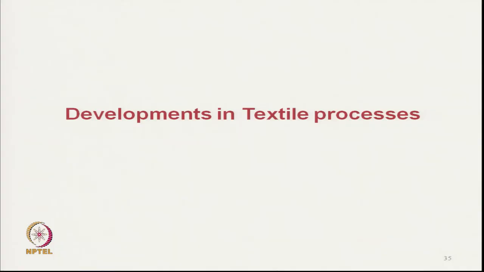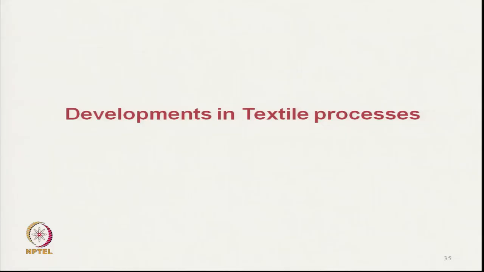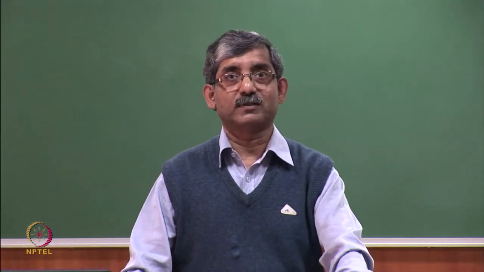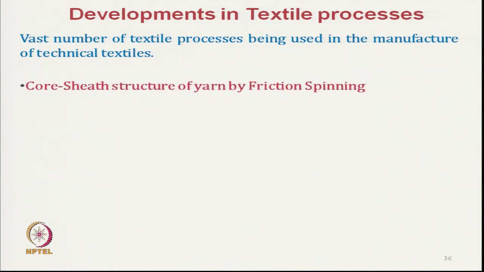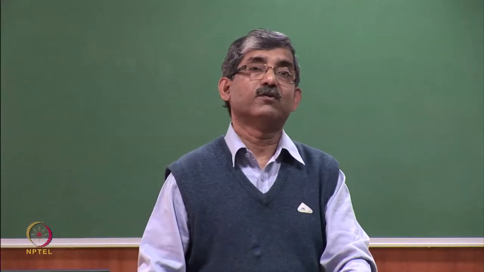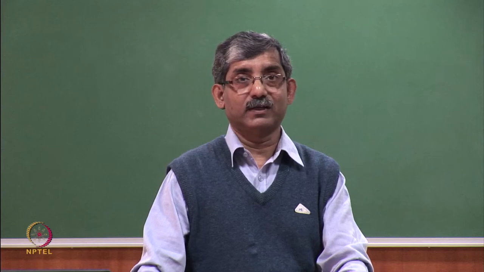Now, we will discuss the textile processes. After fiber, we now have to modify the textile processes for technical textiles. We have to reorient the conventional textile processes towards technical textile manufacturing processes. Different processes are being applied. For yarn manufacturing, the core sheath structure of yarn, made by friction spinning, is widely used for technical applications. Core sheath yarns are not normally used for apparel applications, whereas they are used for technical applications.